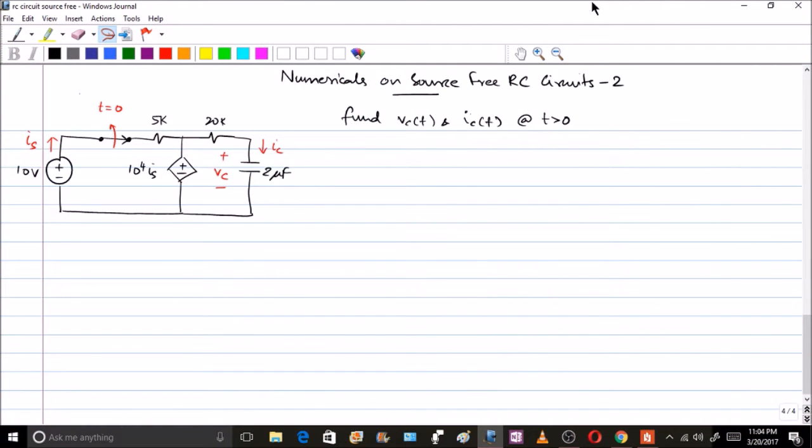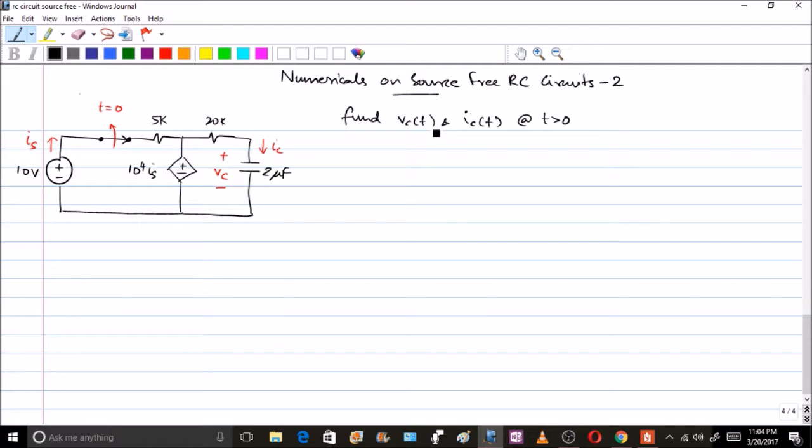Hello friends, in the previous session we have seen the first problem in which we have found the value of Vc of t, and I took a considerable amount of time explaining this problem. Today's problem is also very interesting because it has a dependent source also. Seeing the dependent source, you need not get scared because the problem is quite simple. Anyway, unless you have the concepts of transient analysis, no problem is simple.